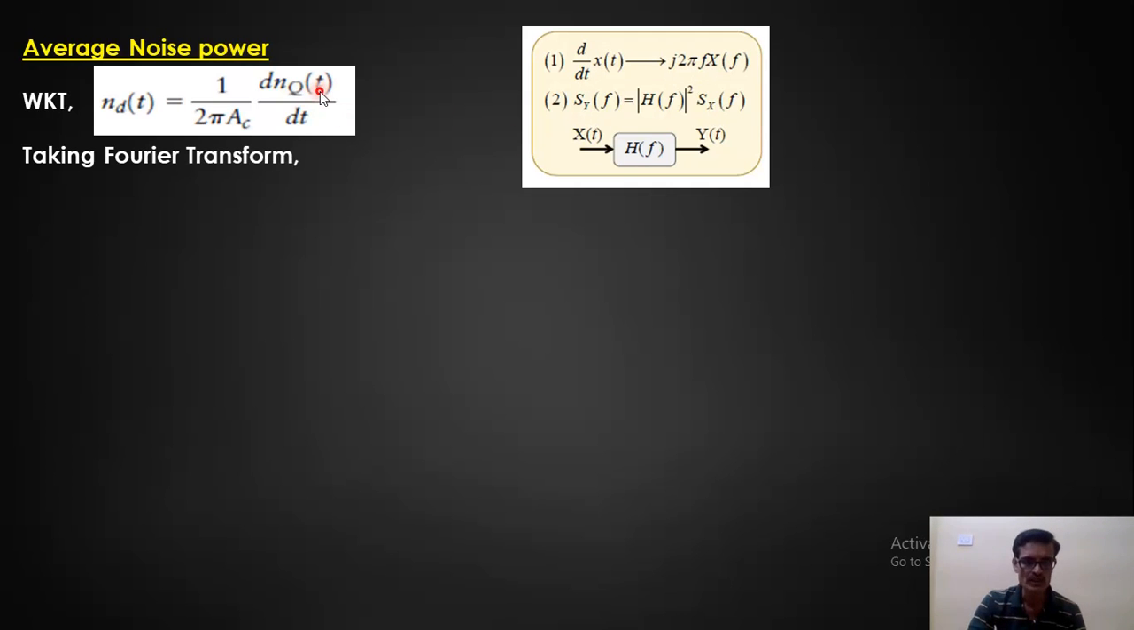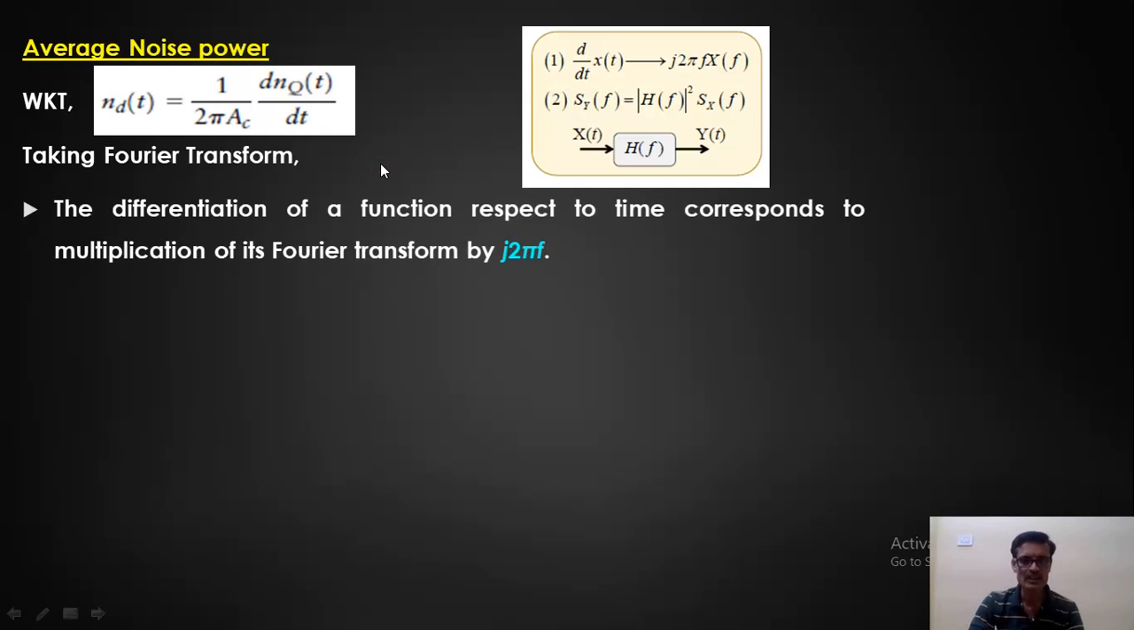So I have n_q(t) here. If I take a Fourier transform of the differentiation of n_q(t), it is j2π f times N_q(f). That's what I have to get. The same thing I have explained over here. So it's j2π f multiplied by N_q(f).